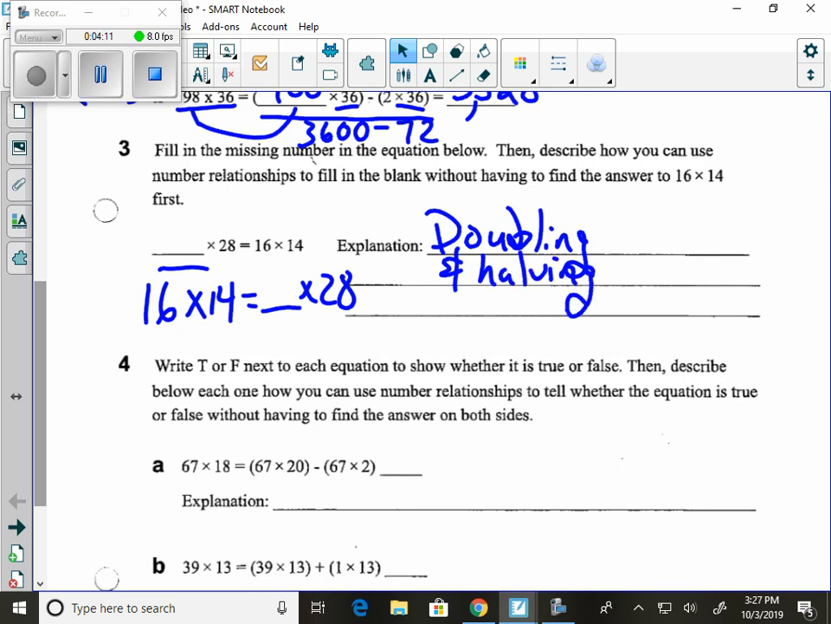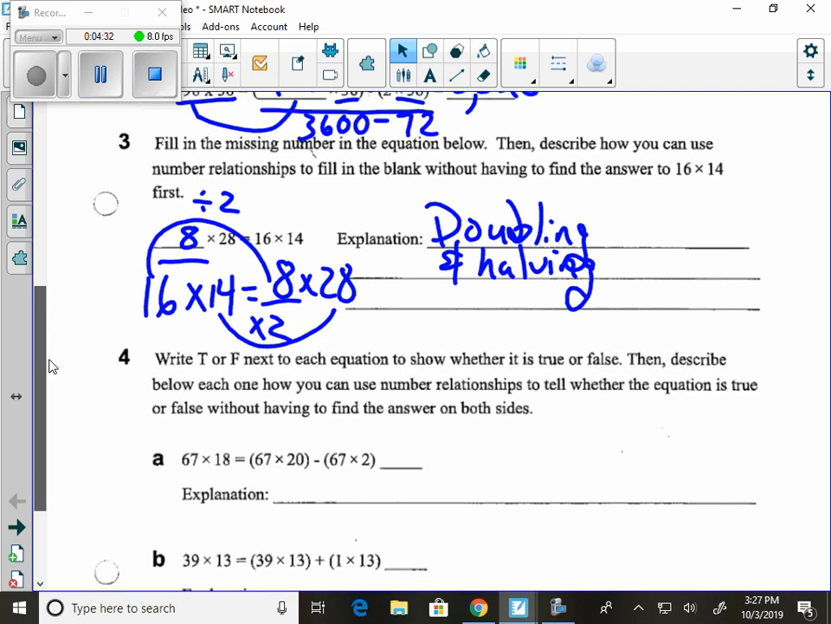If you double the 14 factor, you have to cut the other factor in half. So you got to divide it in half so that it stays equal. 16 cut in half is 8. So 8 times 28, there's our missing number. 8 times 28 is the same as 16 times 14. We don't need to solve it. We just had to identify what's the missing factor.